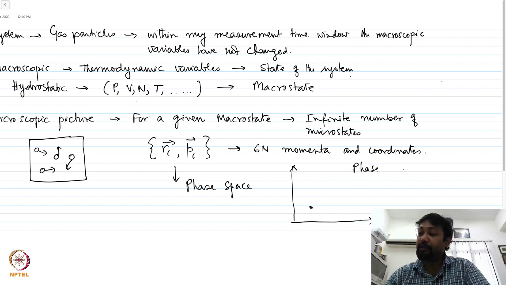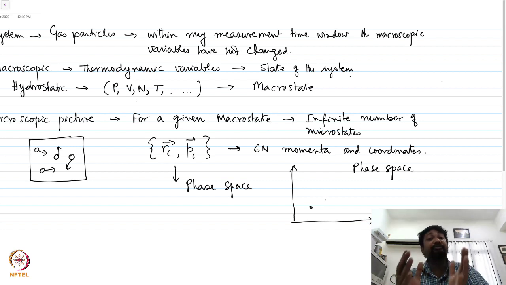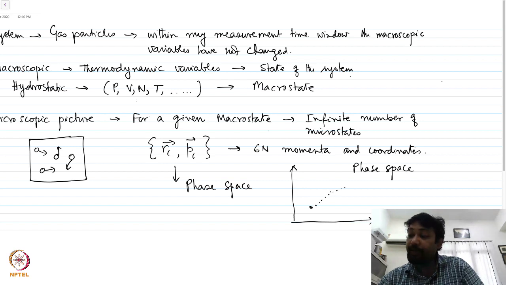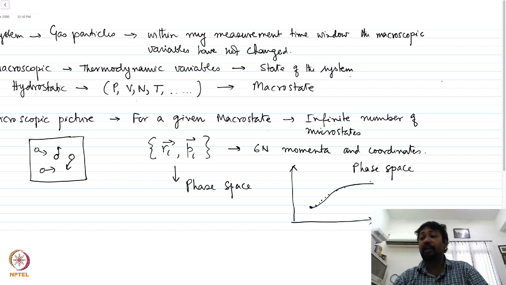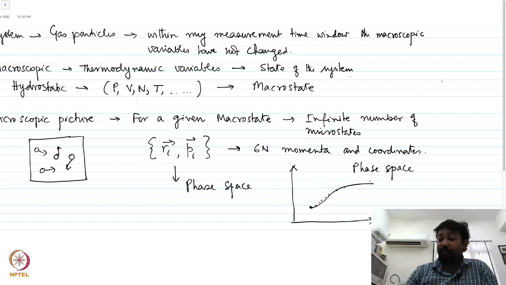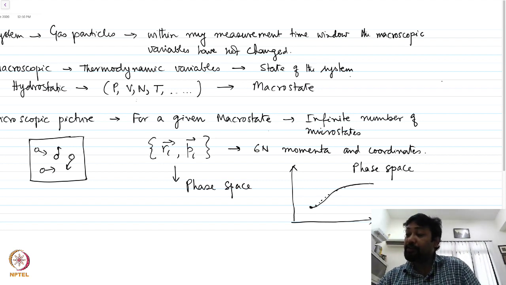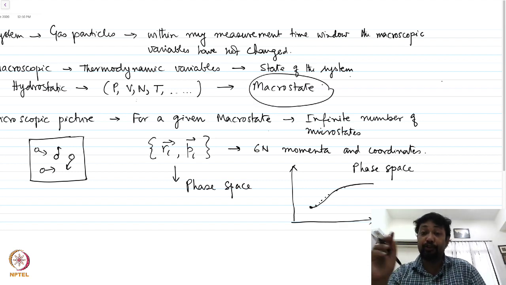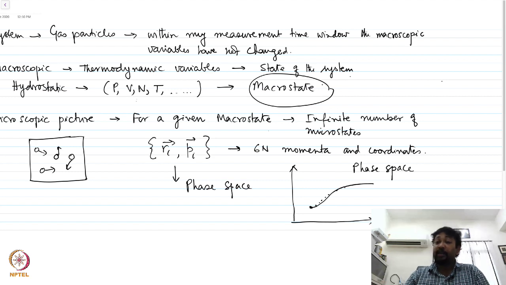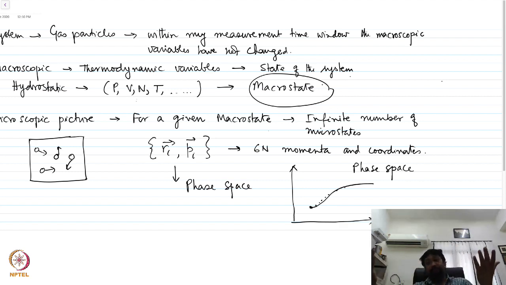So if this is your phase space, then this is a point in the phase space. Clearly, if you can devise a way to measure the microscopic positions and momenta of all the particles, then you can track this, and this corresponds to a trajectory in the phase space. All of these points which lie on this trajectory correspond to the same macrostate which you have prescribed. You have not changed the macrostate. Therefore, a given macrostate always corresponds to an infinite number of microstates.